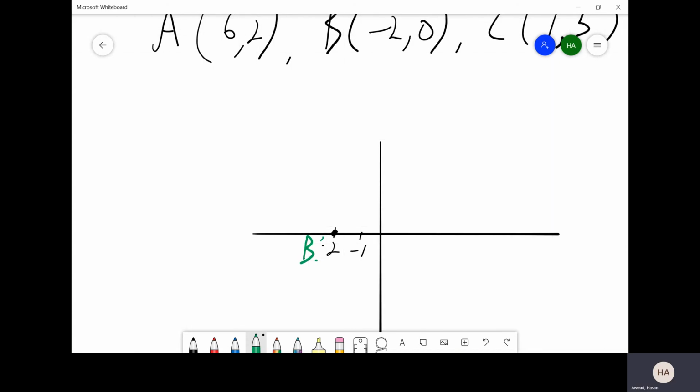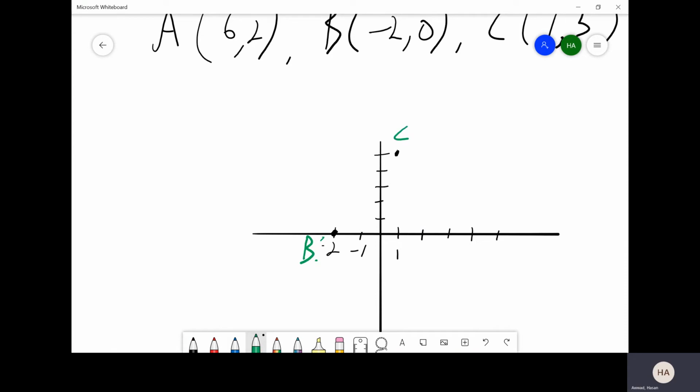Okay, so now we have to go ahead and plot the other ones. So 6, 2 and 1, 5. So we go 1, 2, 3, 4, 5, and 1, 2, 3, 4, 5. Okay, so for 1, 5, we know that we're going to be at 1 here, and we're going to go up 5 units. So right about here is going to be 1, 5. And this is point C.